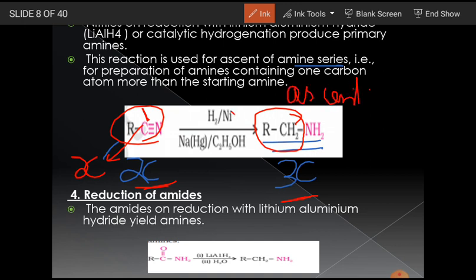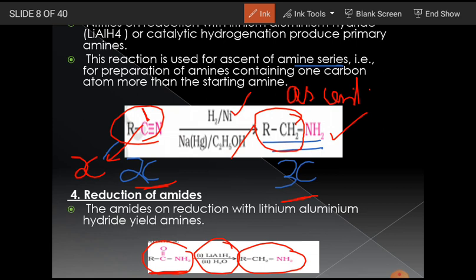So what are the reagents that are used? H2 in the presence of nickel, or we can use sodium amalgam in the presence of ethanol to convert nitrile to amines. Let us now talk about reduction of amides. For reduction of amides, we can convert it by using lithium aluminum hydride and water. This is a simple reaction, and it is corresponding, right? Because here if we have 5 carbons, here also we will get 5 carbons. The same number of carbons will be there.